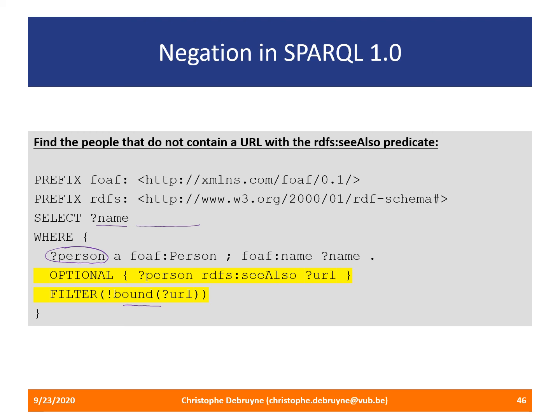And we will negate that. In other words, whenever there's no value assigned to URL, the function bound will return false, but the negation of false is true. And because the filter statement will only keep the solutions that satisfy that condition, all the people without an RDFS seeAlso statement will be kept. And that's one way of going about this.